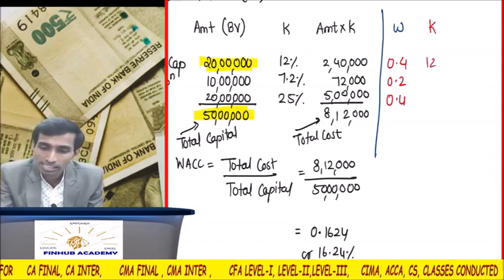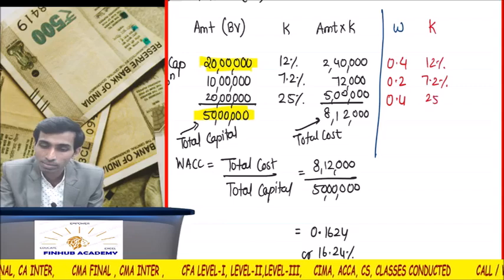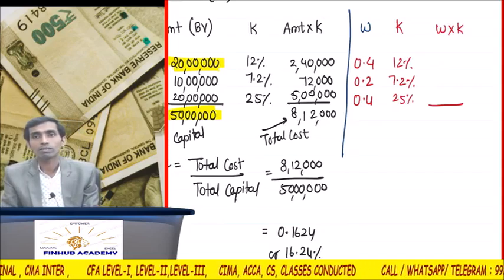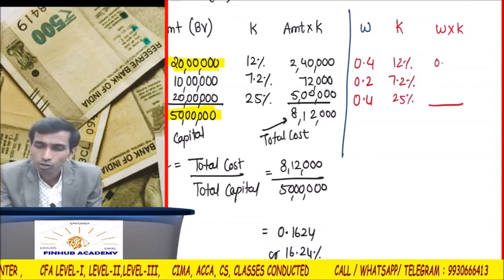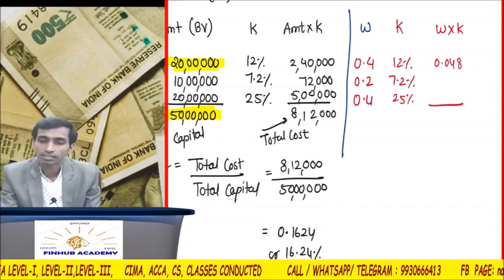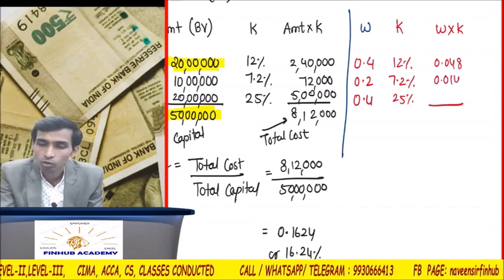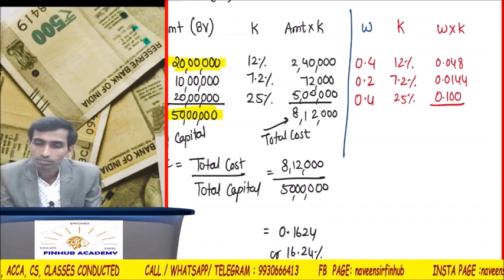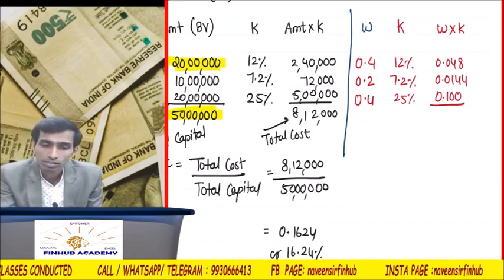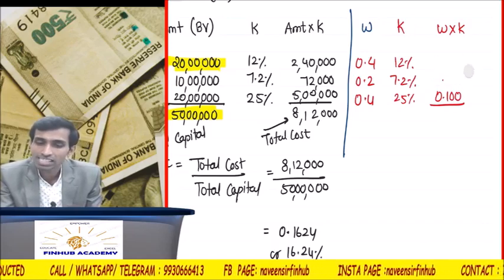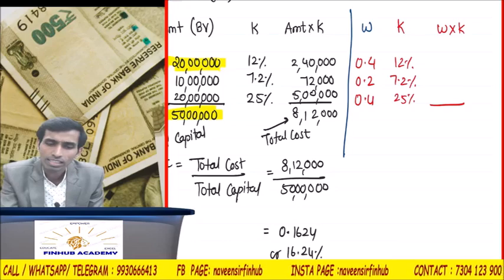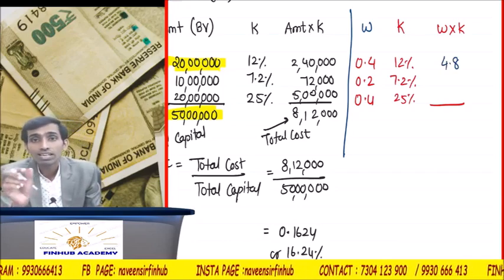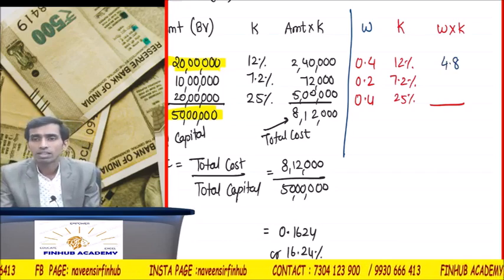Now K is how much? 12%, 7.2%, 25%. Please multiply W into K. 0.048. Okay, next, 144. Next. Acha, you are taking it correctly. Don't take it in decimal. Take it in percentage. Yes, this will be 4.8 like this. 12 into 0.4. Do it like that. 7.2 into 0.2. Correct. She was right. Okay, do it like that.